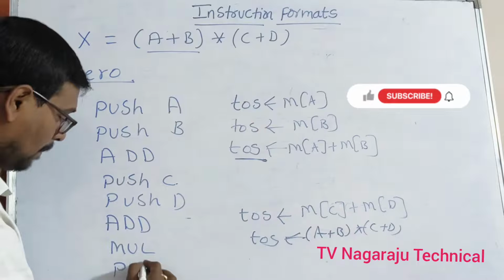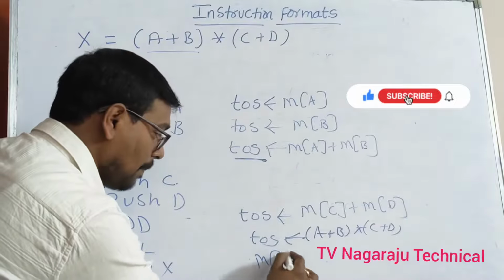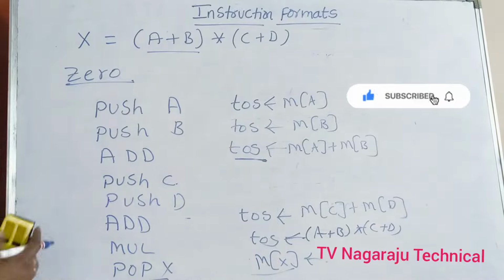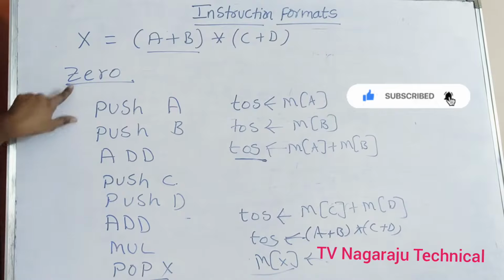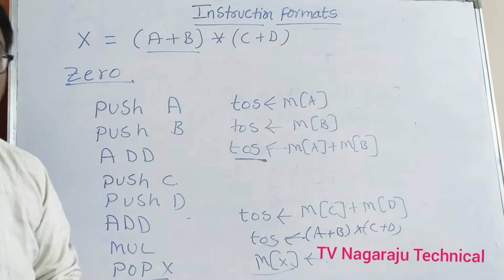Right now I have written pop X. That means the result is copied into M of X. Okay. This is zero address instruction.